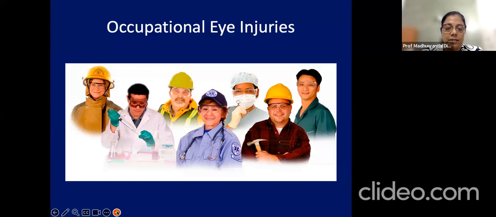The other thing is that occupational eye injuries not only happen among the factory workers or the manual laborers, or, as some of us would think, among the unskilled laborers. But it can happen in anybody. It can happen in any community. Therefore, we have to be aware of these things and try our best to prevent and treat as soon as they occur, or make the people aware about the prevention.